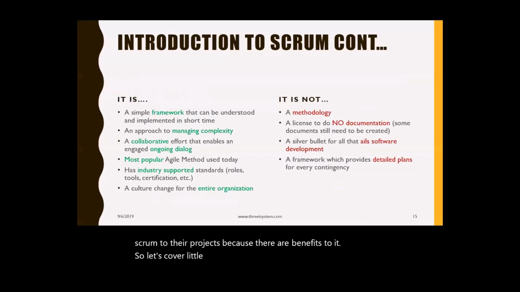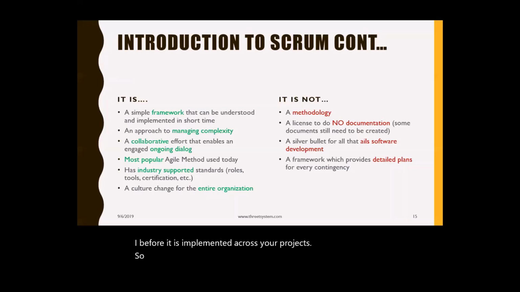So let's cover a little bit, well, what really is Scrum and what it is not. Guys and gals, Scrum is a simple framework that can be understood and implemented in a short time. An approach to managing complexity. A collaboration effort that enables an engaged, ongoing dialogue. Don't we all love to dialogue with each other and resolve issues instead of having to wait for a bi-weekly meeting? The most popular Agile method used today is Scrum. And the industry standards, the roles, tools, and certifications are all supported. You have the Scrum Alliance behind this method. And really, it has to be a culture change before it is implemented across your project.